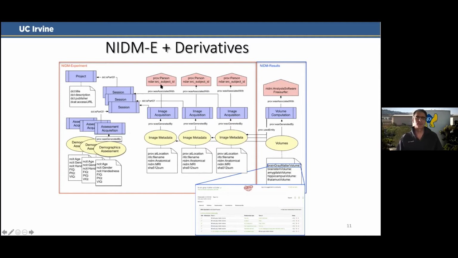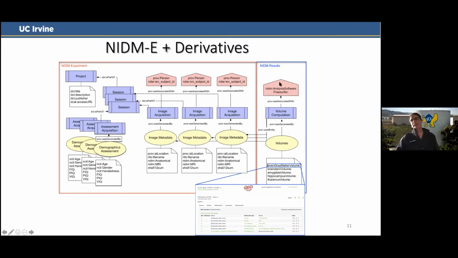Those trapezoids at the top, in pink, represent the people that are associated with the image acquisitions, and those people can have different roles. In this case, their role is being a participant in the study, and they have a bit of metadata about them. In this case, it's the NDAR source subject ID. If you were to dereference that, you would go to the NDAR terminology and you would find that it has the subject ID of each of the participants.